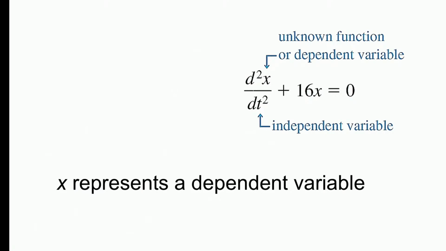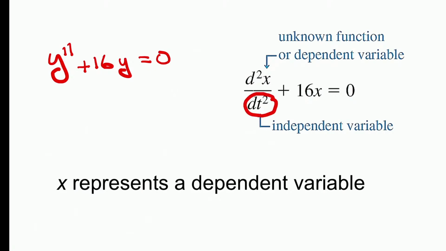Which of those variables is the dependent variable and which is the independent variable? You would probably be a lot more comfortable if I had written it this way: y double prime plus 16y is equal to 0. But I didn't, because oftentimes, especially when we're dealing with differential equations, our independent variable will be time.